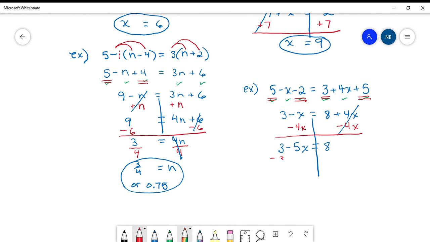I'm going to move the 3 by subtracting. Why? Because 3 minus 3 makes 0. That leaves the negative 5x by itself. 8 minus 3 is 5. And now, since negative 5 is multiplied by x, I'm going to divide both sides by negative 5. Why? Because negative 5 divided by negative 5 is positive 1. x equals 5 divided by negative 5 is negative 1.